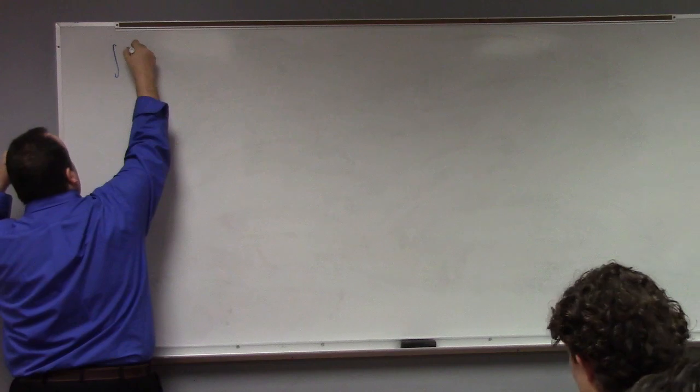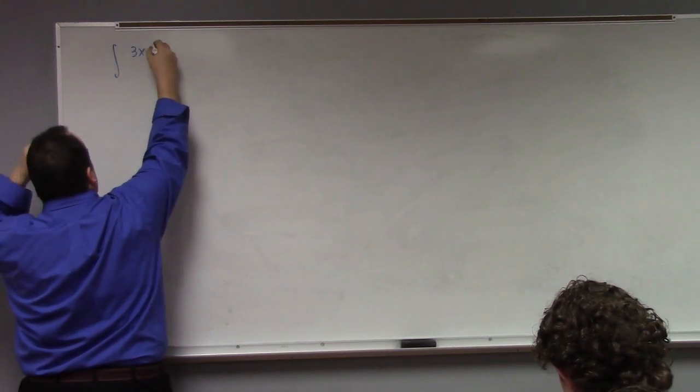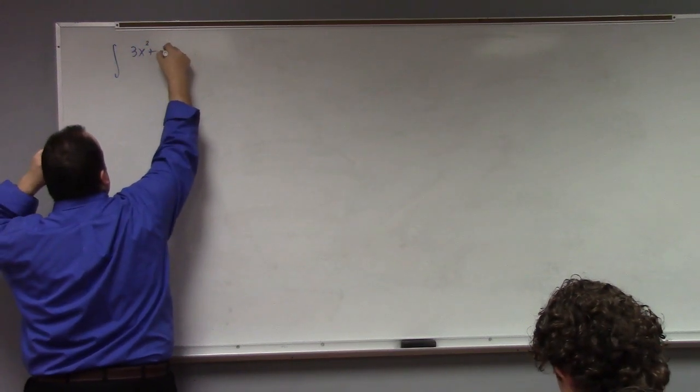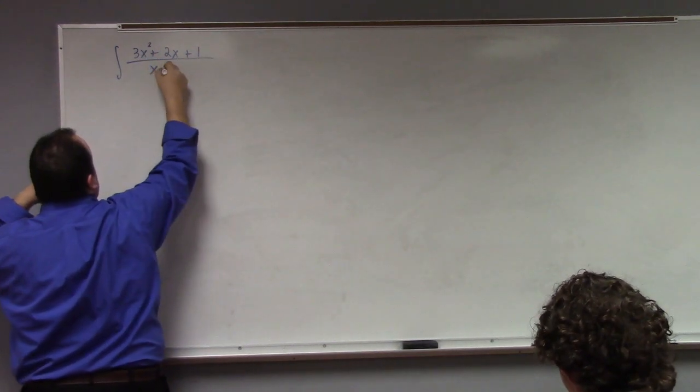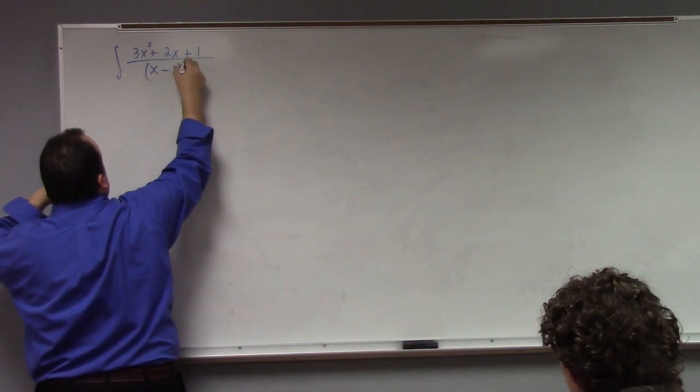Suppose we're up against the integral of 3x squared plus 2x plus 1 over, I'll make it relatively simple, x minus 1 cubed.